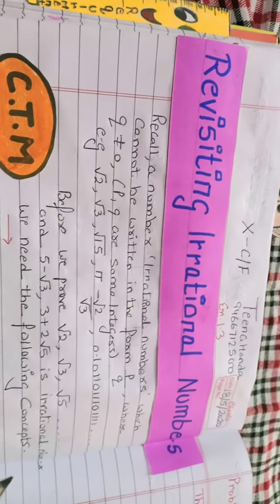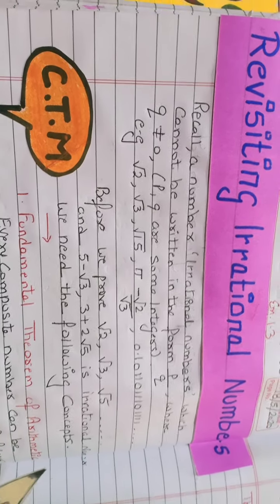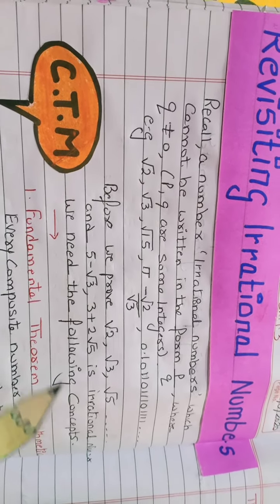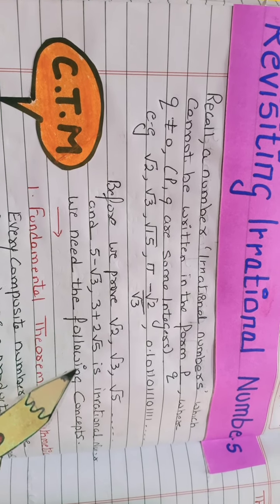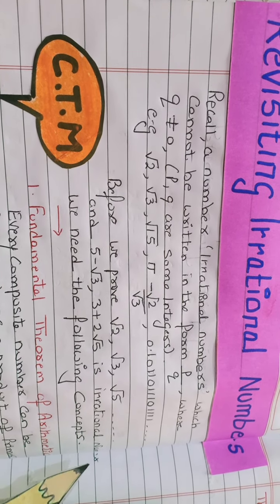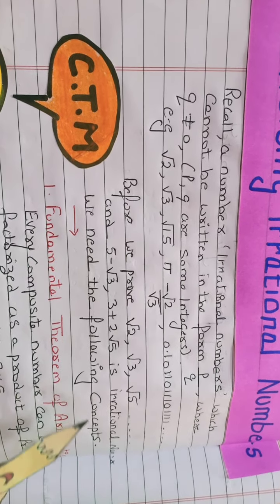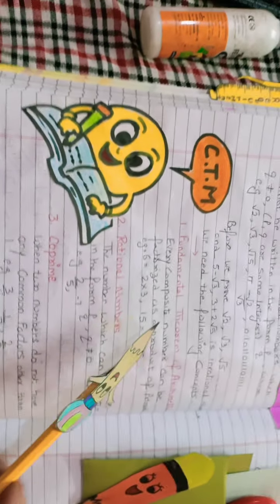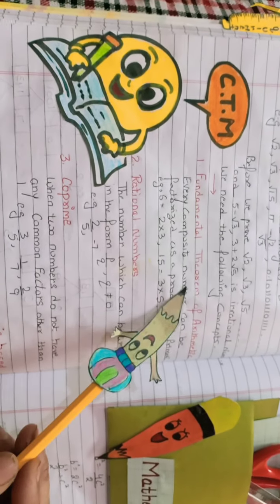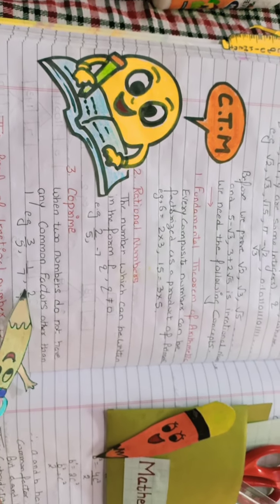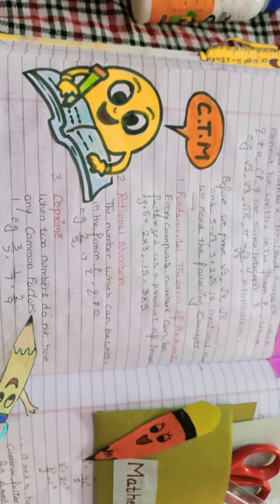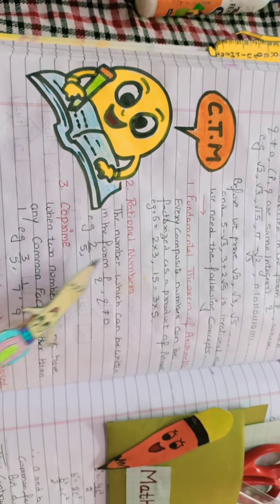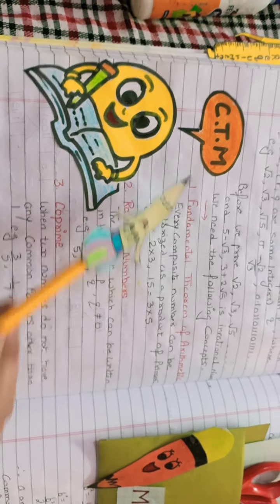Now in this Exercise 1.3, before we prove that under root 2, under root 3, under root 5 and 5 minus root 3, 3 plus 2 root 5 are irrational numbers, we need the following concepts to be clear first. I am writing here the basic concepts which I am going to use in this exercise to prove my theorems. These points must be committed to memory.